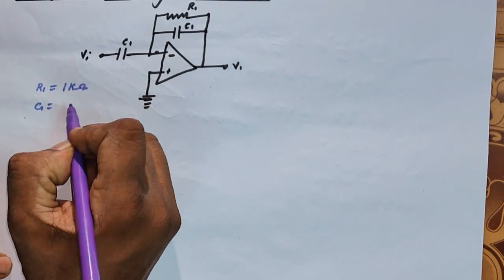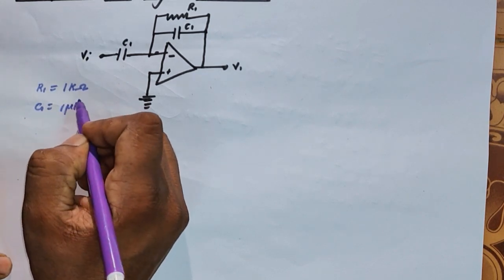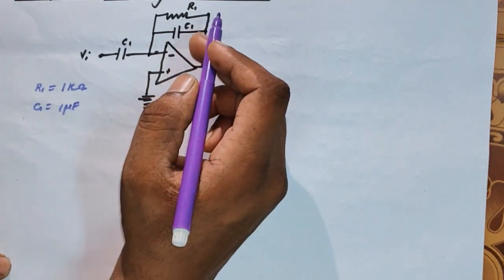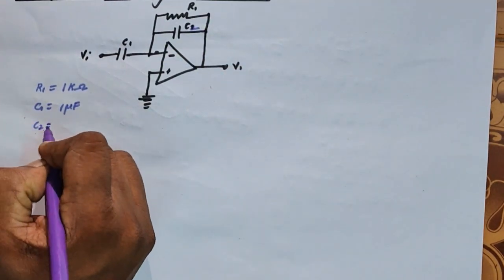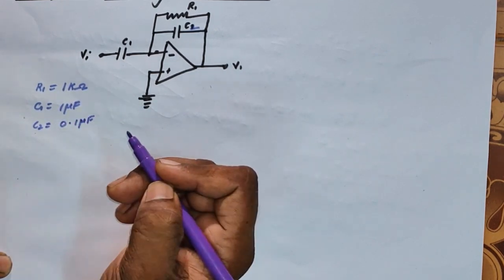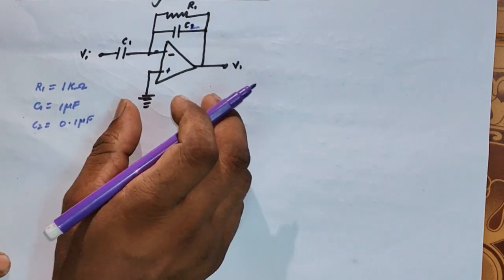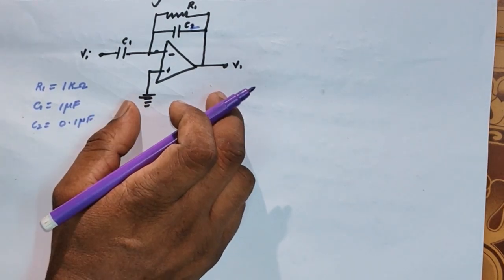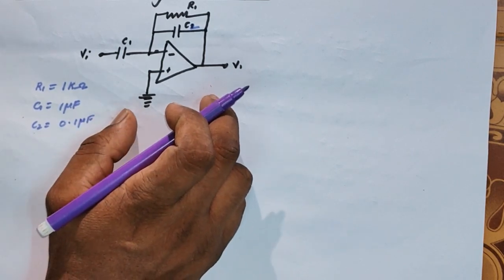That capacitance value is given, it is 1 microfarad. The capacitor along the feedback, this is C2, that capacitor value is given, that would be equal to 0.1 microfarad. Then what will the circuit act as, whether it will be acting as a high pass filter or low pass filter or band pass filter or band reject filter.